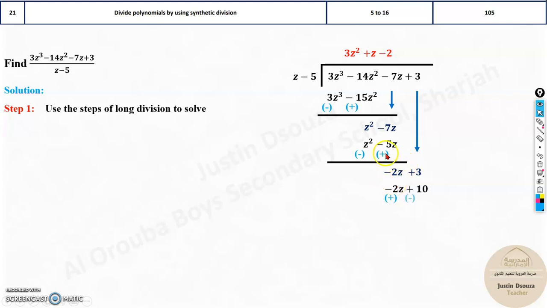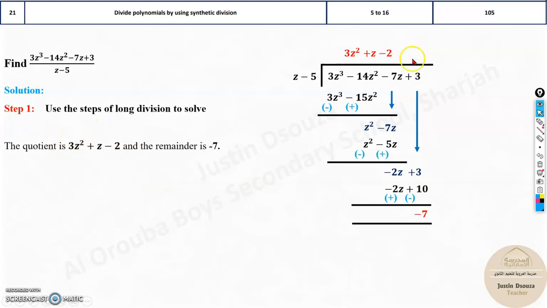Look carefully. First term cancels off. What happens over here? Minus 10 plus 3 is minus 7. You are getting some remainder. Now, this is the answer, the quotient: 3z squared plus z minus 2. But there is some remainder.